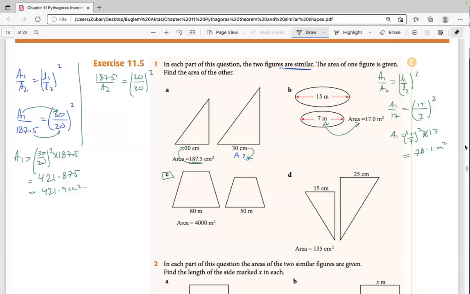$1,562.5. Checking. Please say that again. 1,562.5. Very good. Second area is 1562.5 meter square. Okay. So whatever we do, we just plug in the values carefully and we'll be good to go.